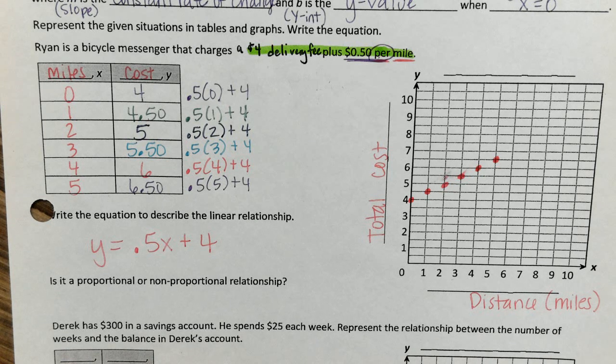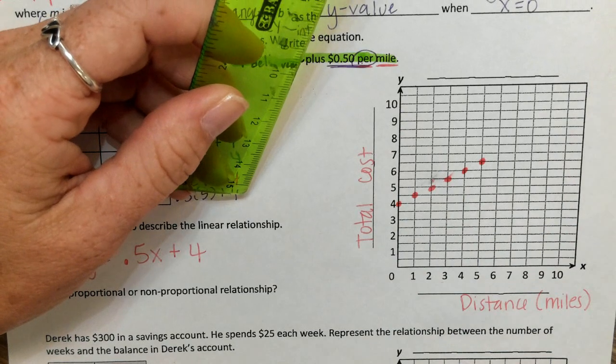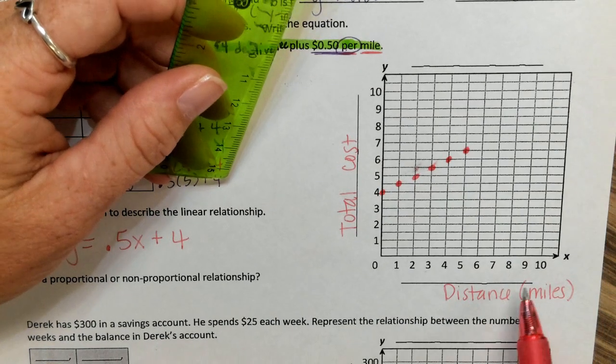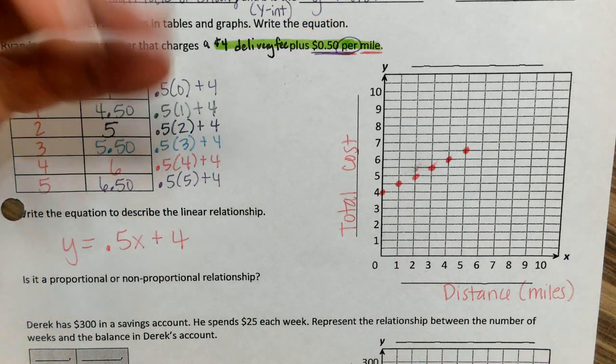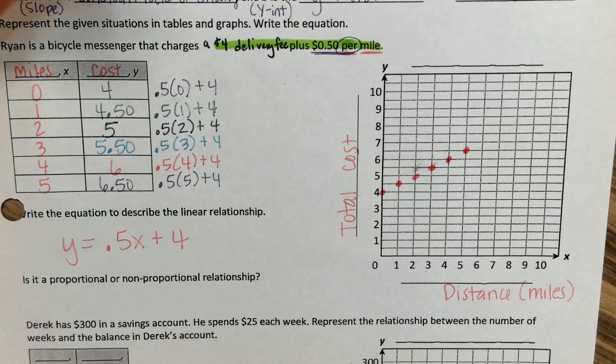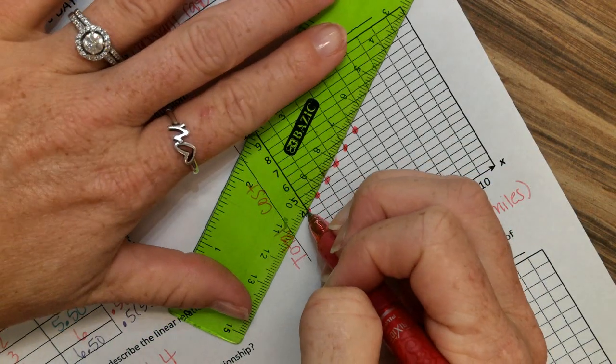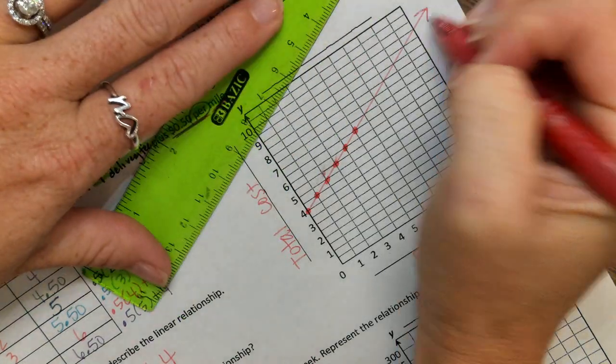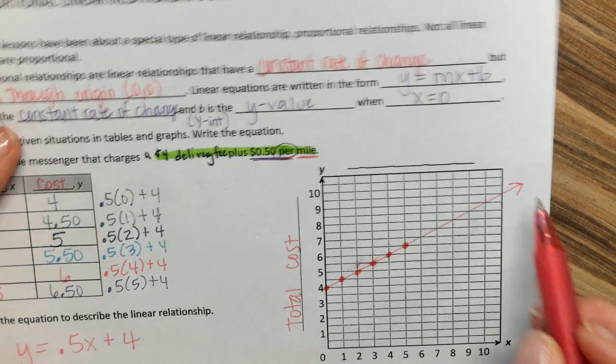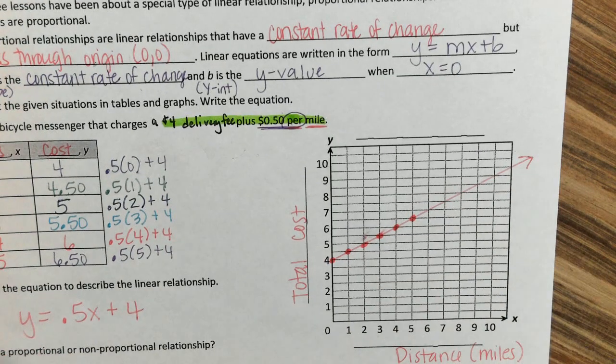You're going to take your straight edge. Now, technically, a line has arrows in both directions, but because we're talking about distance and cost, you're not going to have negative distance. It's only going to go this way and keep going forever and ever. That way, you're going to draw your arrow off the graph to show it keeps going and going and going. If I continue the pattern, it will keep going. Does that make sense? Yes or no?